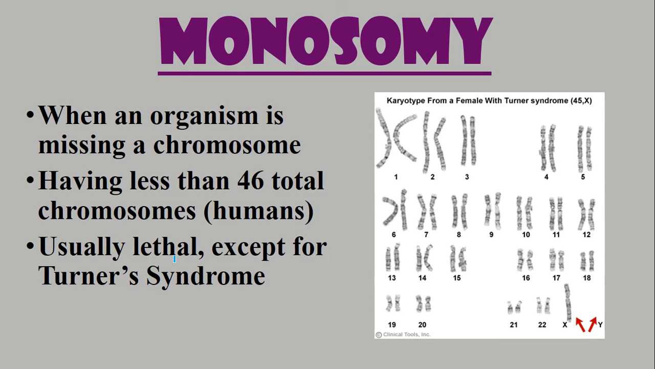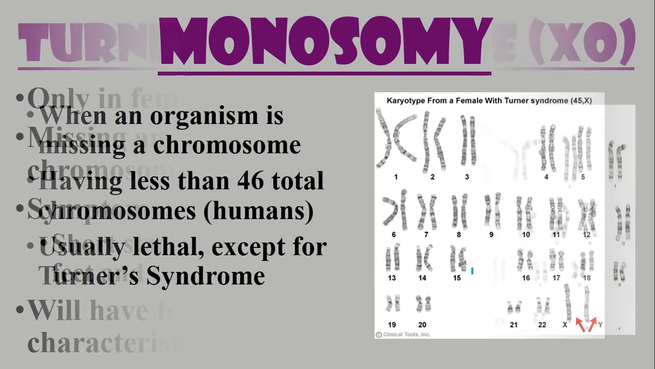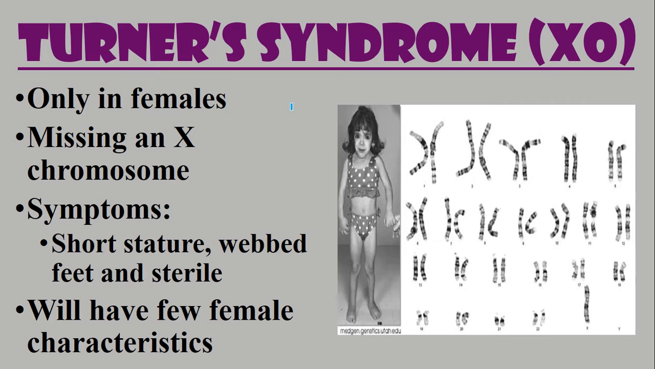The exception to this is something called Turner syndrome. So if you look at this karyotype over here, this is for Turner syndrome. They're missing a sex chromosome. They only have one. So let's talk a little bit about Turner syndrome, also known as XO. What this means is that they're missing one of their X chromosomes. So this is a female, and they're missing one of their X chromosomes, so they don't have all the genetic material they need to be considered female. They usually are short-statured, have some web feet, and are sterile.